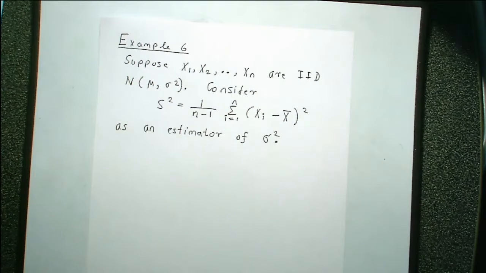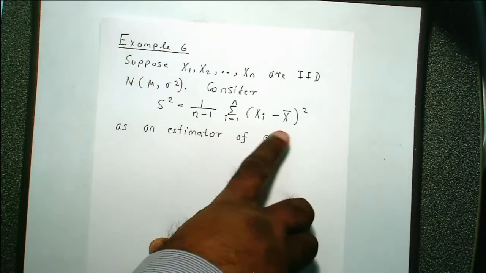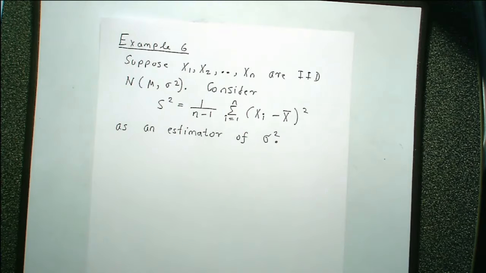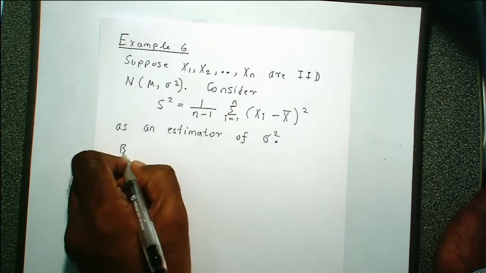All right, here we have a random sample from a normal distribution with parameters mu and sigma squared. And we are considering this. You've seen this before, right? What is this known as? What's sample variance? We are considering sample variance as an estimator for sigma squared. All right, the first thing we want to find is the bias.